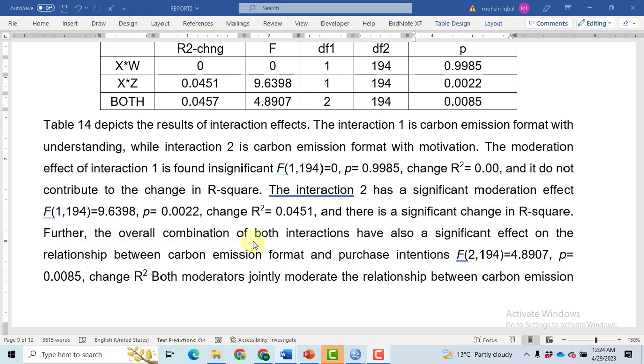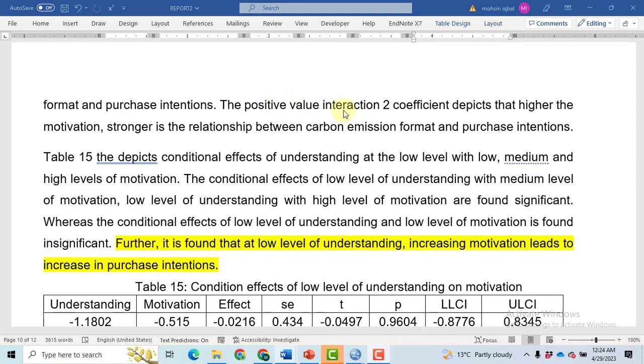Further, the overall combination of both interactions also has a significant effect on the relationship between carbon emission format and the purchase intentions. It means that both moderators are making a change in the R square. The positive value of interaction 2, the interaction of the motivation, depicts that the higher the motivation, the stronger is the relationship between carbon emission format and the purchase intentions.